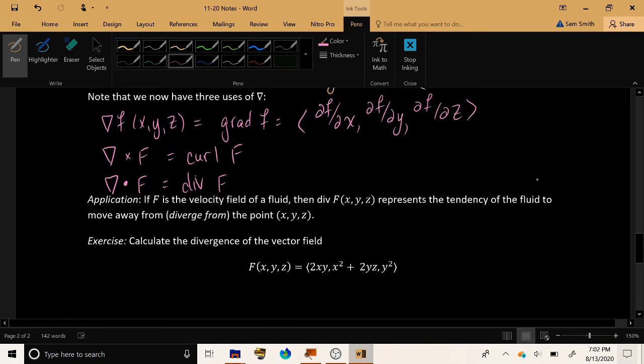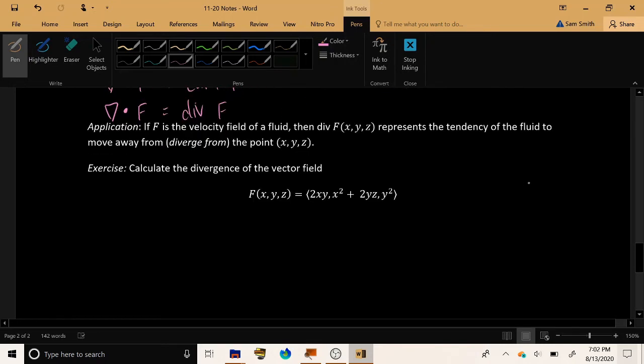Now, just as a quick summary of what the divergence represents, take, for example, the velocity field of a fluid. The vector field is telling you how fast the fluid is moving at every point and in what direction the fluid is moving. If you calculate the divergence of that velocity field, it will tell you how much overall the fluid is trying to move away from the point x, y, z. Not move in toward the point, but move away from the point and diverge from that location overall. How much is it trying to escape and avoid that point?